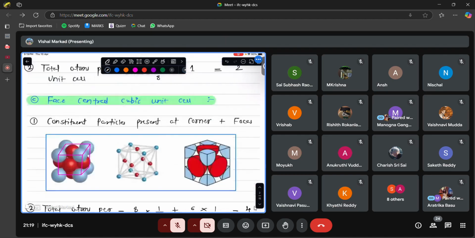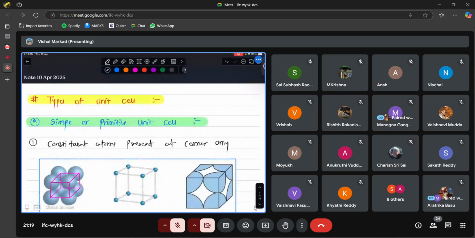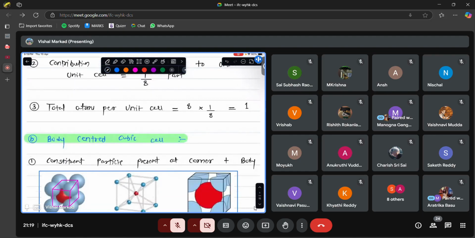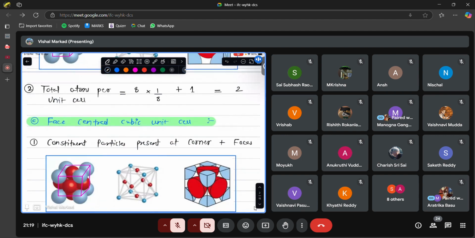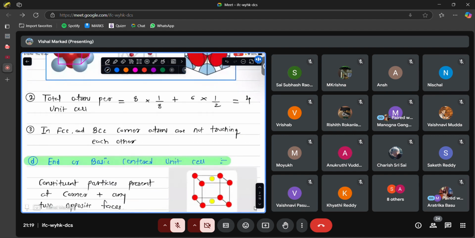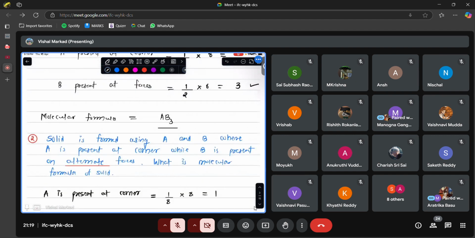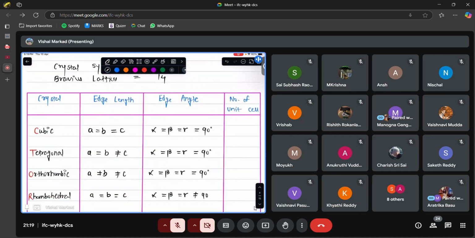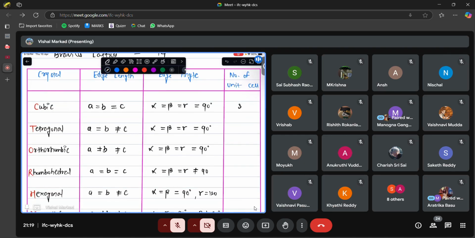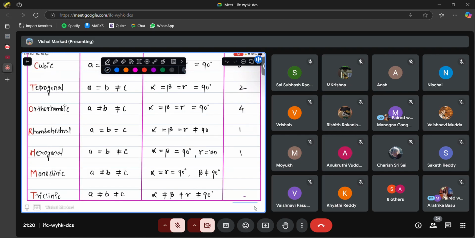And this is what we have written: simple primitive unit cell, body centered cubic unit cell, face centered cubic unit cell. These three are the types of cubic unit cell. Okay, in tetragonal we have two. We don't have to study that. Then orthorhombic we have four. Then rhombohedral we have one. Then hexagonal also one. Monoclinic two, and in triclinic we have one.